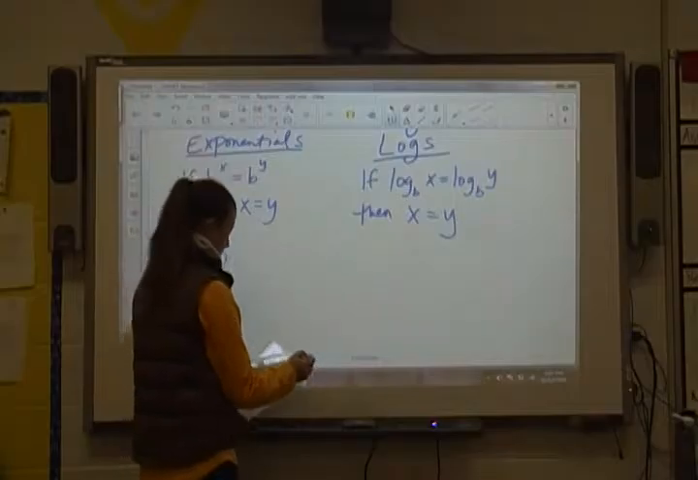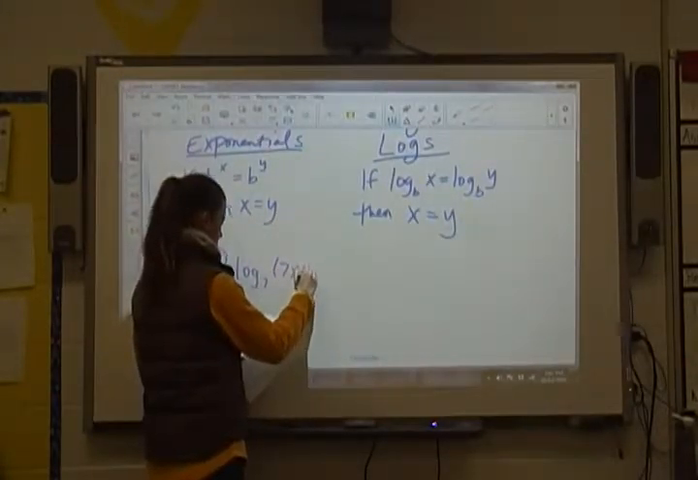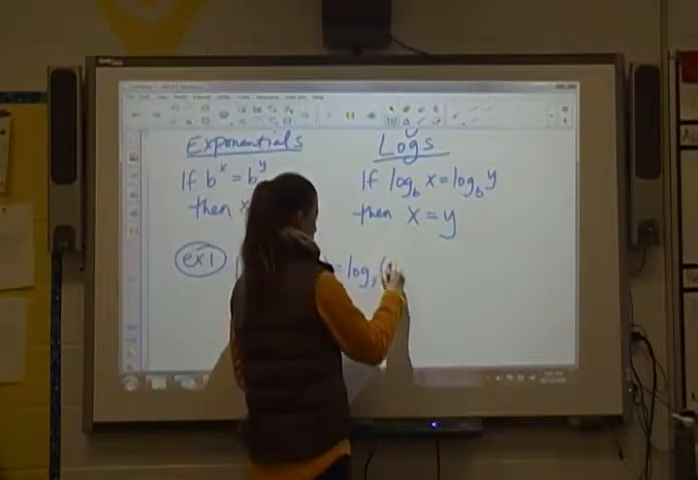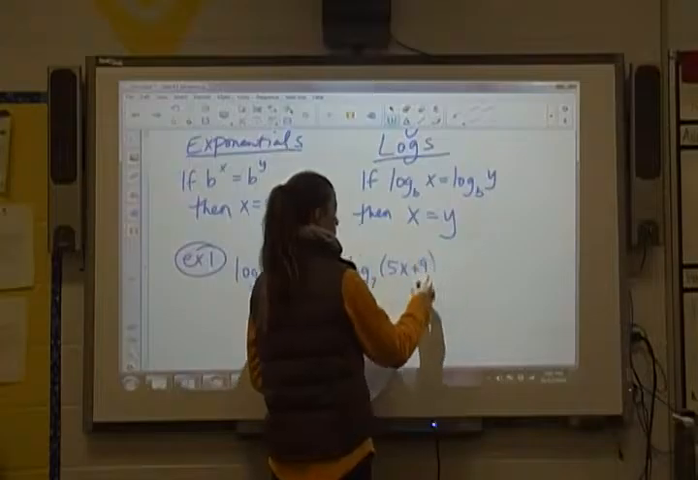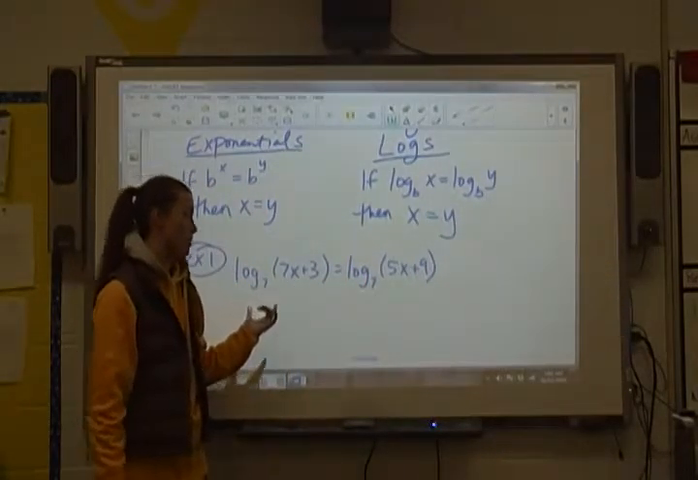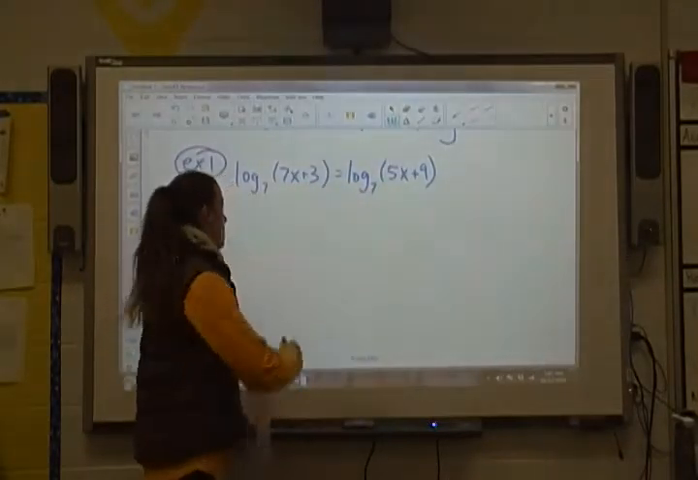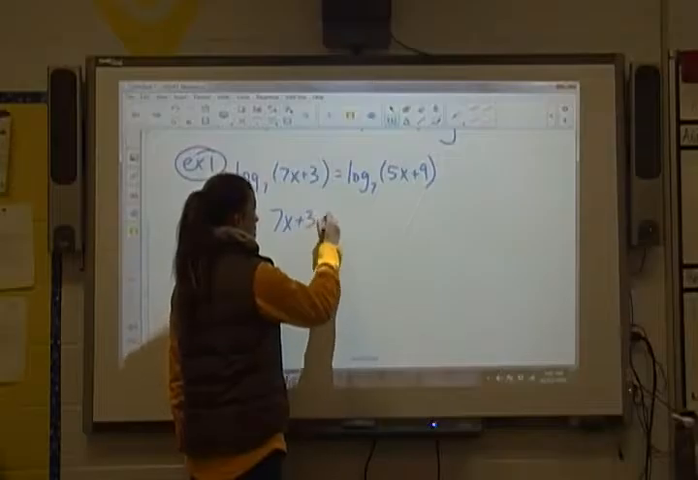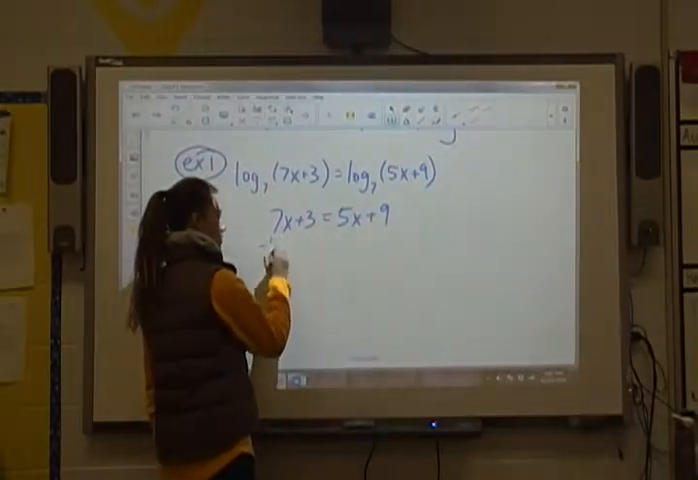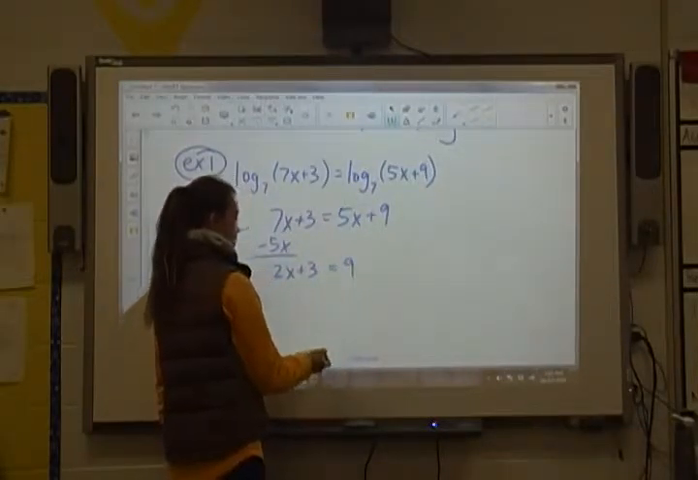So our first example is going to be log base 7 of 7x plus 3 is equal to log base 7 of 5x plus 9. Well, look at this. So 7 is the base on both of these logs. So that means that they're equal to each other. All we have to do then is set 7x plus 3 equal to 5x plus 9. So I'll move my 5 over. 2x plus 3 equals 9.